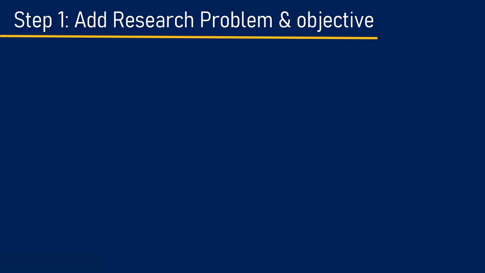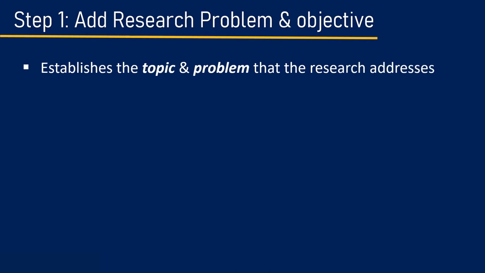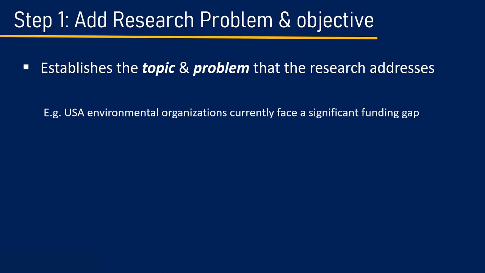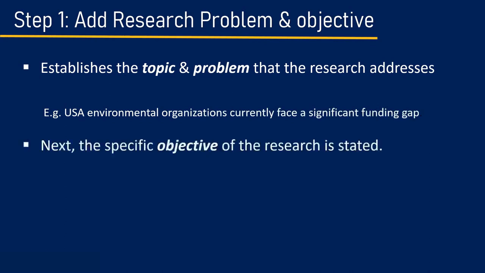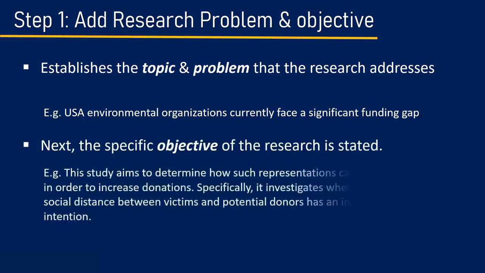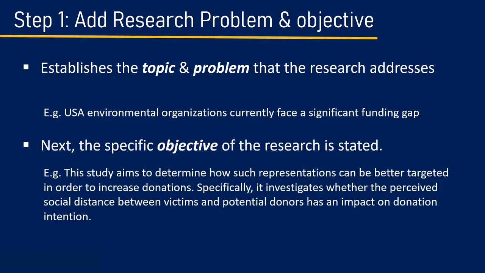Step 1. Add research problem and objective. The first sentence establishes the topic and main problem that the research addresses. For example, USA environmental organizations currently face a significant funding gap. Next, the specific objective of the research is stated. For example, this study aims to determine how such representations can be better targeted in order to increase donations. Specifically, it investigates whether the perceived social distance between victims and potential donors has an impact on donation intention.